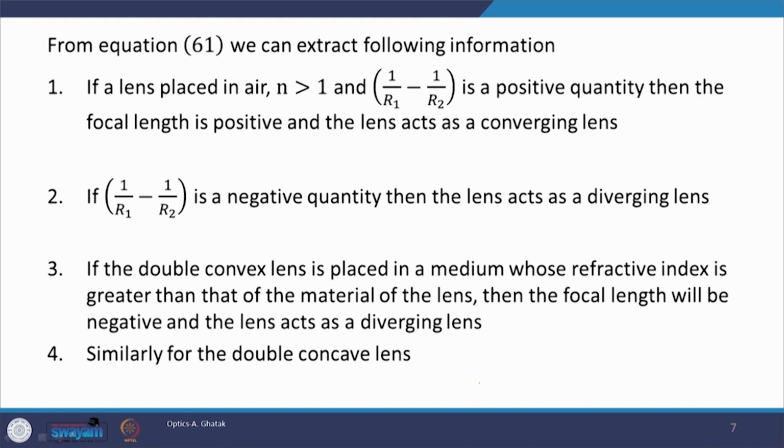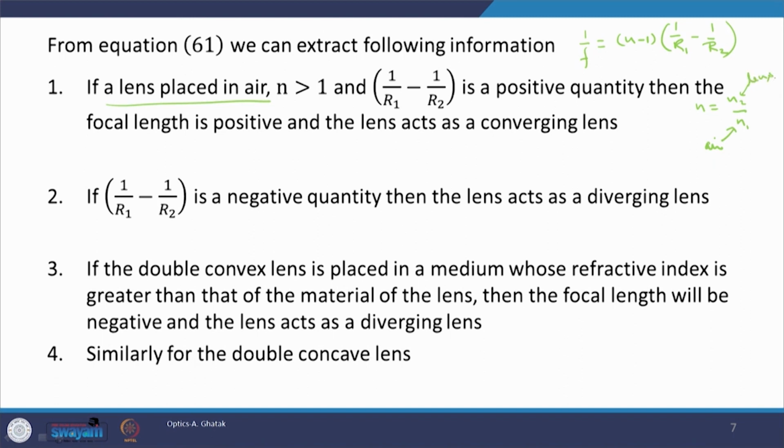Now, from this final expression 61, we can extract a few useful pieces of information. Let me write this formula here. 1 by f is equal to n minus 1 times 1 by r1 minus 1 by r2. This is the formula which we derived. Now, if a lens is placed in air, what is n? n is n2 by n1, and n1 is the refractive index of air, and n2 is the refractive index of the lens material.